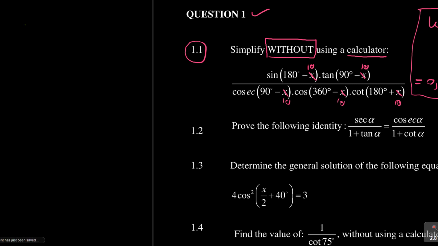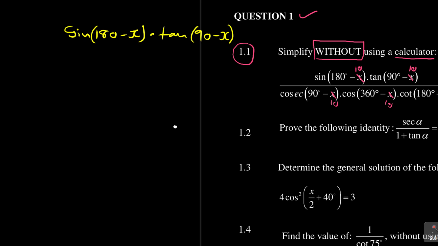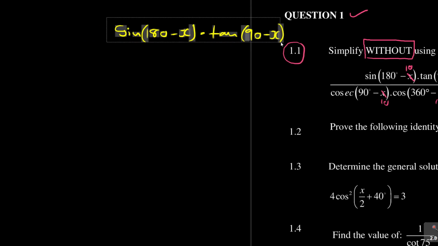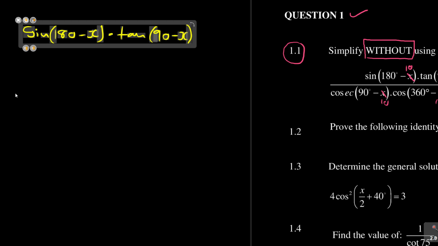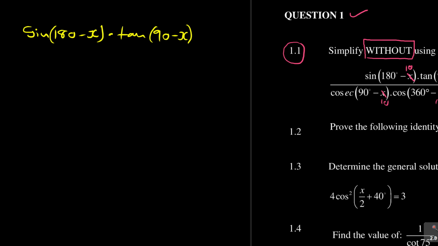So what am I given? I'm given sine 180 minus x times 10. Then I've got 90 minus x, and now I need just to be careful here because of my space. So let me just drag this in here. Alright, so that is what I have, and then this is all over.